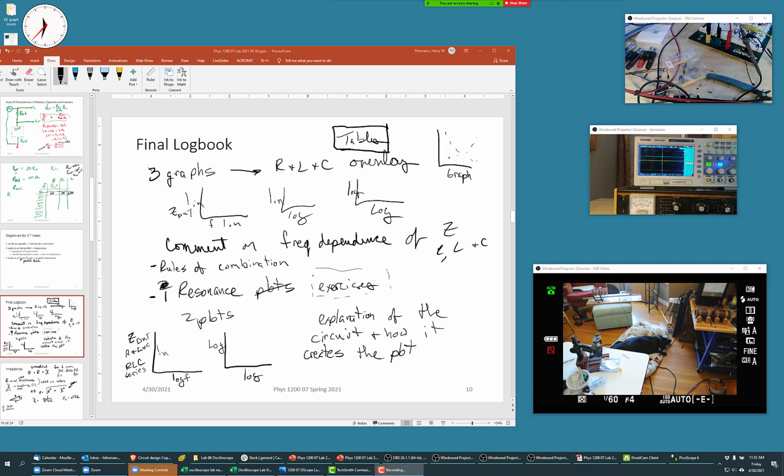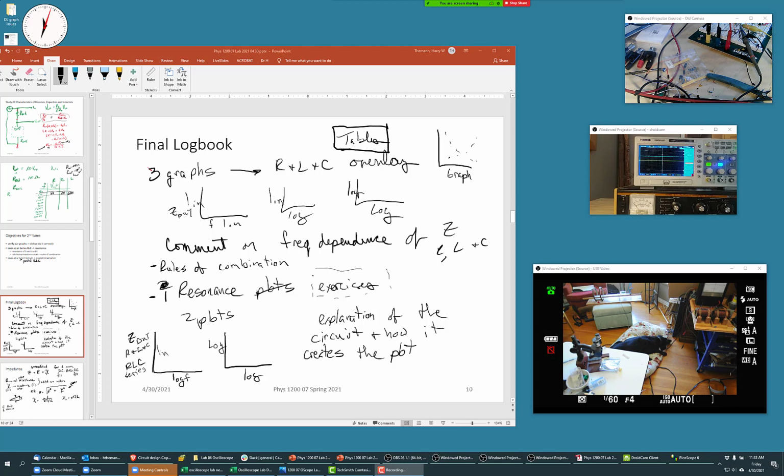I'm just recapping with the final logbook. We have the 3 graphs you were asked to hand in this morning or last night. Actually, you were only asked to hand in 2 graphs. There's the tables, of course, and then comment on the frequency dependence of those 3 devices under test. Today, we're going to go over the rules of combination. So I expect to see that in the final logbook.